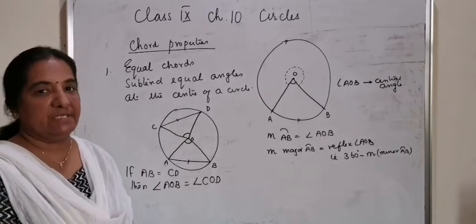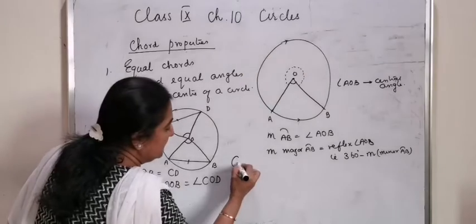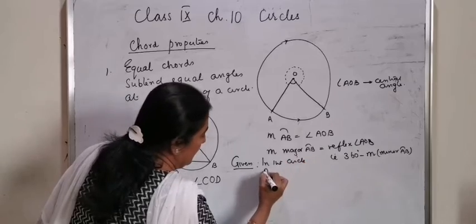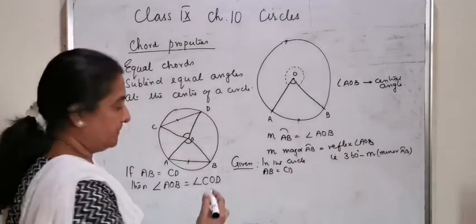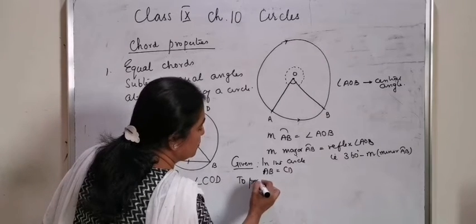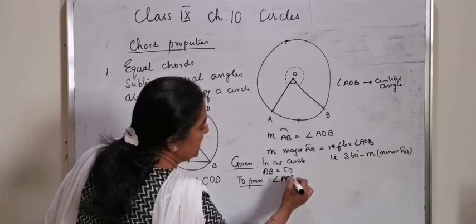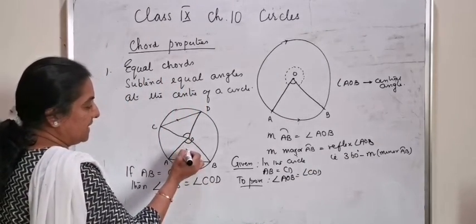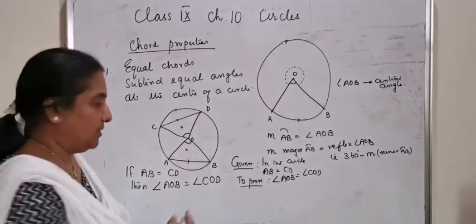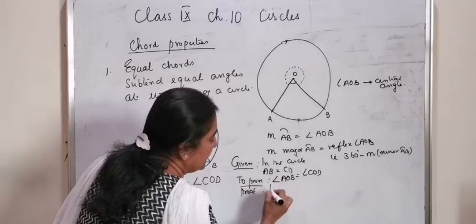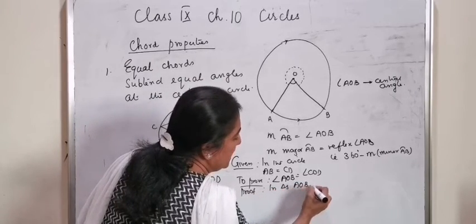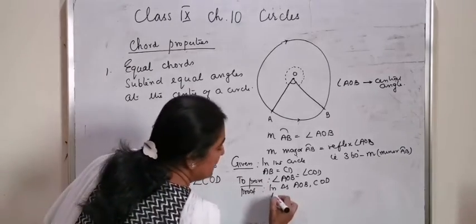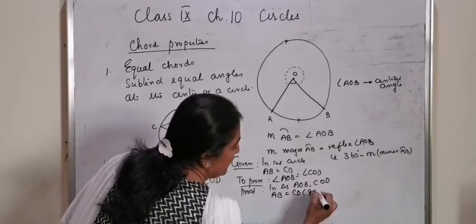How can we prove this property? It is given that in the circle, AB is equal to CD, and what is to be proved is that angle AOB is equal to angle COD. Just consider the two triangles AOB and COD. Proof: in triangles AOB and COD, AB is equal to CD, which is already given.